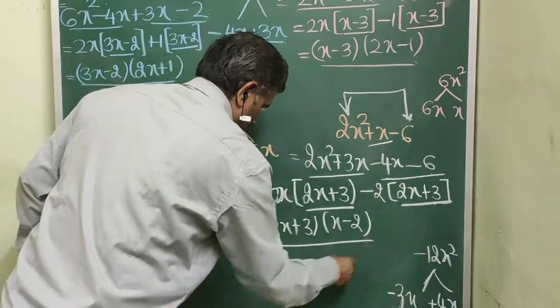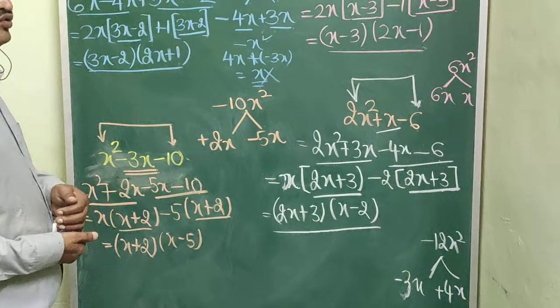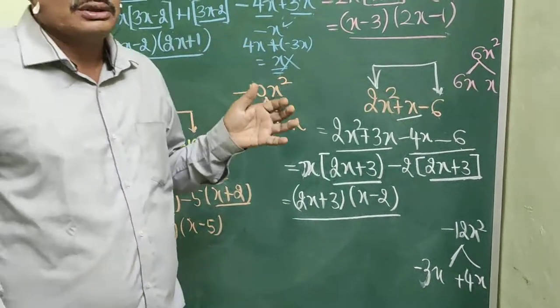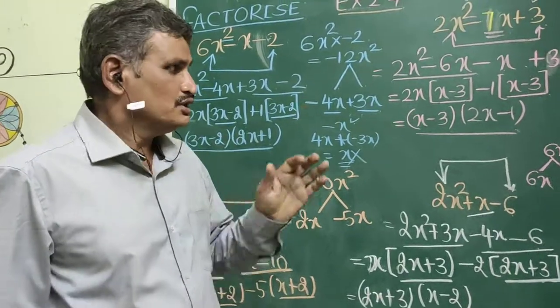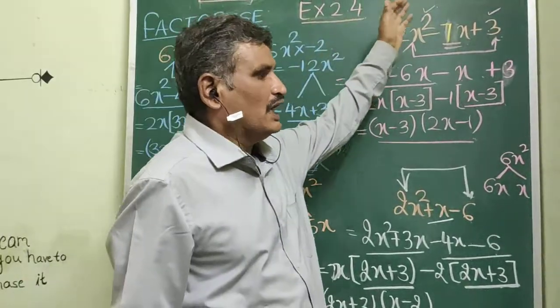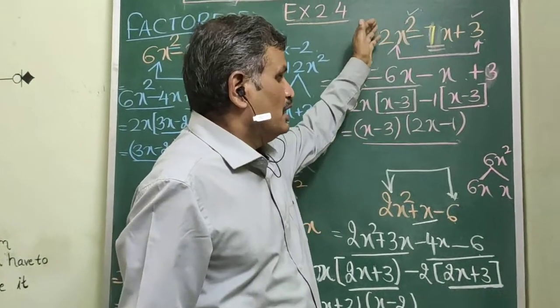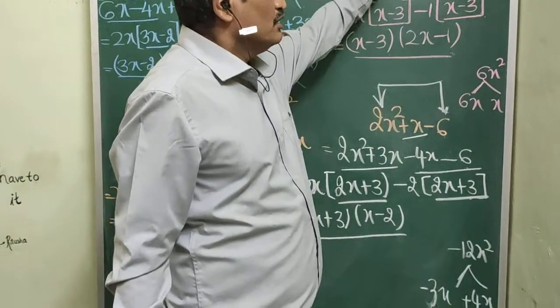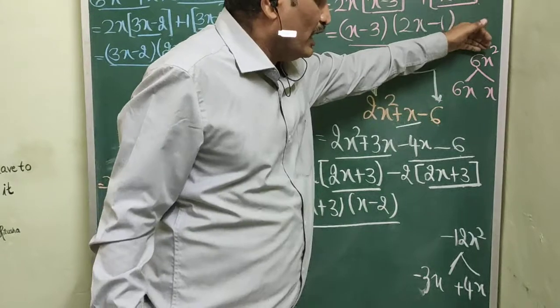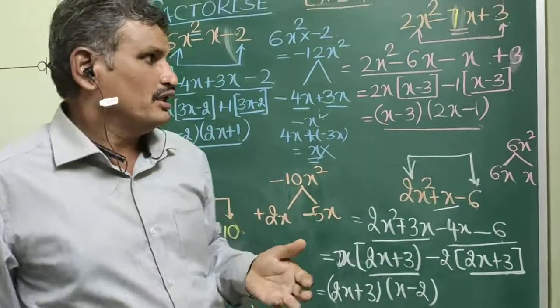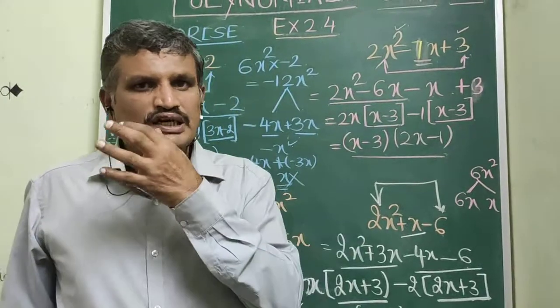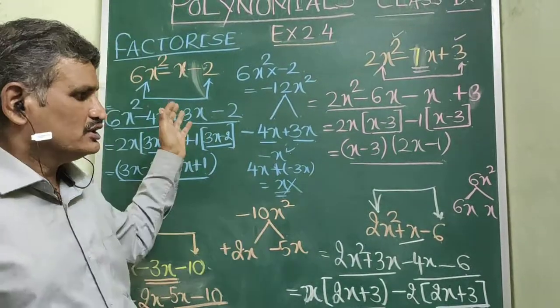So, dear children, I have solved 4 quadratic polynomials. And the golden rule for solving any quadratic polynomial is multiply the first and the last number and equate the middle term in such a way that factors of the first and last term either on adding or subtracting should be equal to the middle term. So children, I have solved 4 examples.